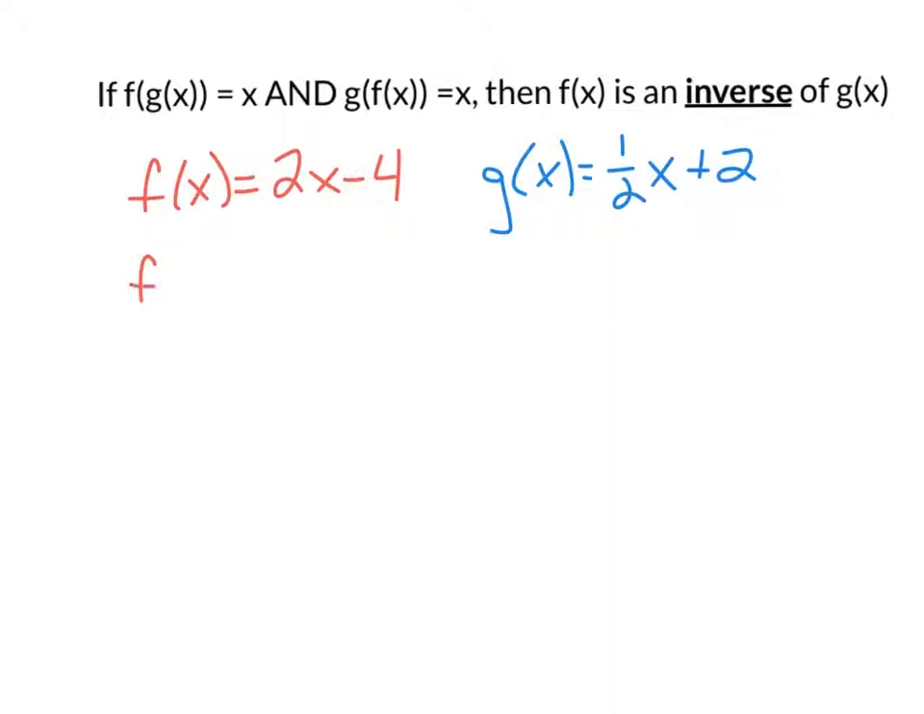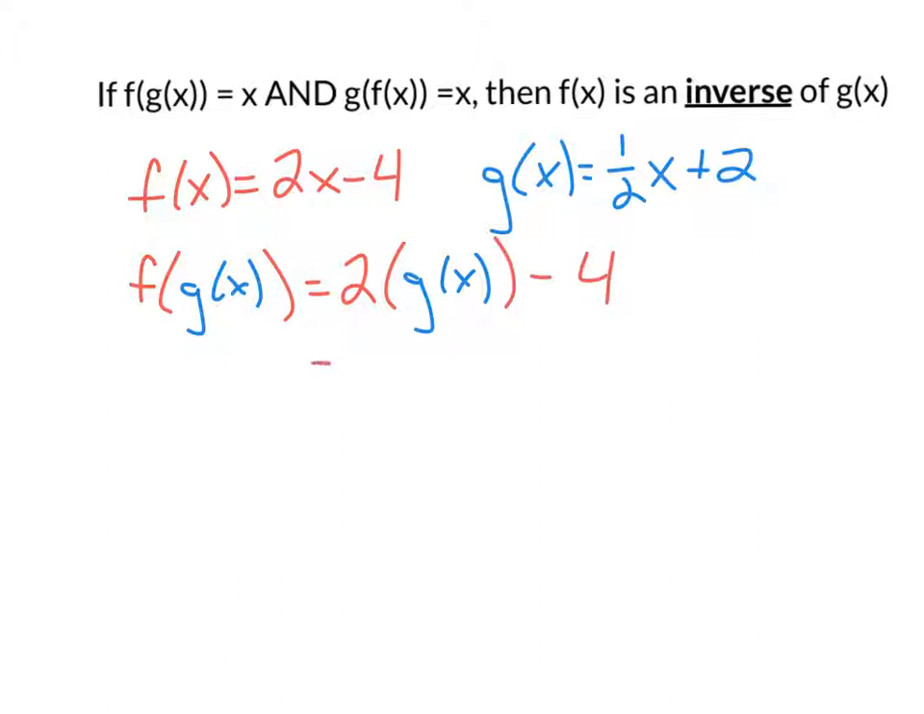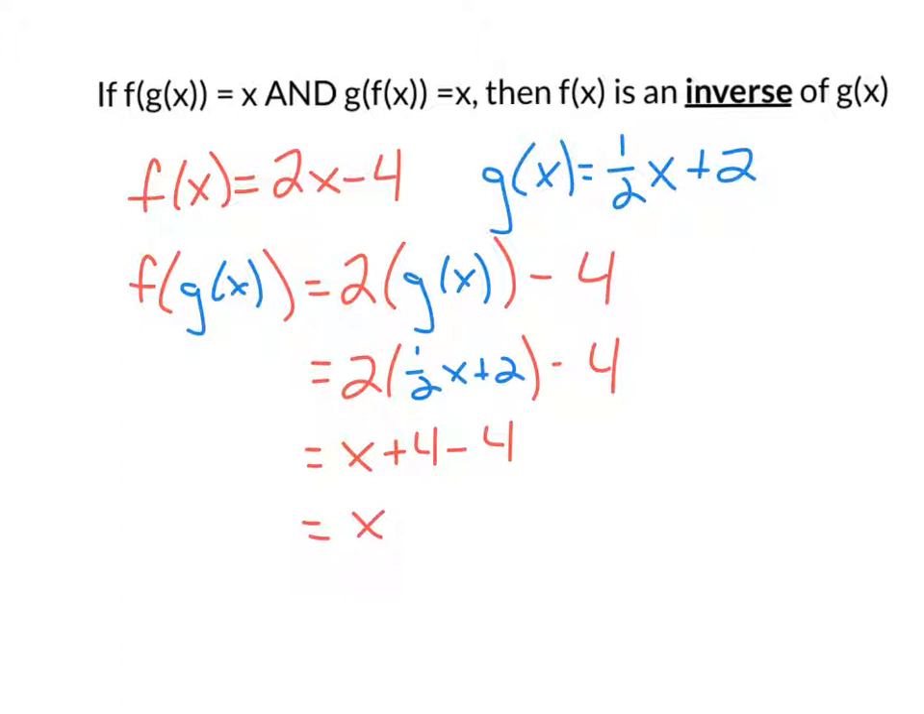So, this is what we're going to test. And remember what that means is we're going to substitute the g function in for any x value in the f function and simplify it down. So that's what f of g of x looks like, so let's simplify it. 2 times 1/2 is x, plus 4 minus 4 is x. So far so good, but it does need to work both ways.